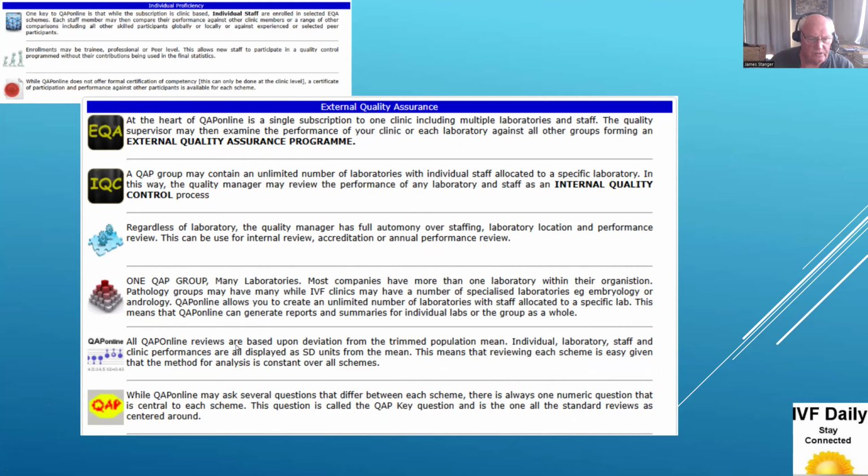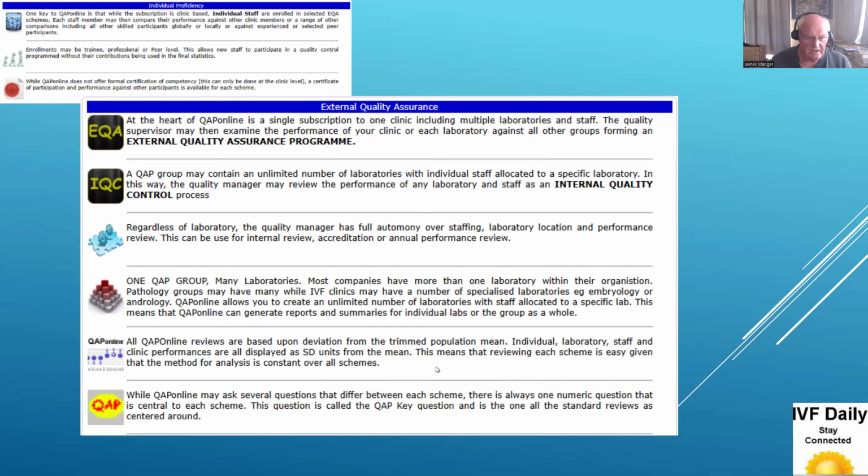All QAP Online reviews are based on deviation from the trimmed population mean. So basically everything is reduced to standard deviation from the mean. And I use the trimmed mean so that the first 10 submissions are taken into account. And when there are more than 10 submissions, the program recalculates the mean and standard deviation, deleting any outliers more than 3 standard deviations from the initial mean. Individual laboratory staff and clinic performance are displayed as standard deviations from the mean. This means that reviewing each scheme is easy given that the method of analysis is constant over all schemes.